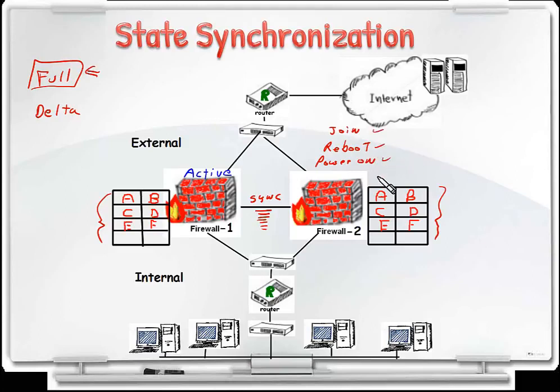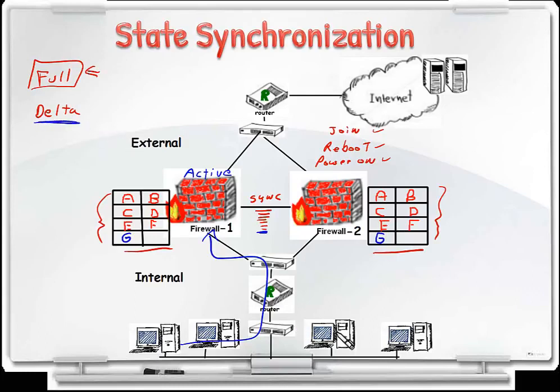Now let's assume we have all of our connections synced amongst the cluster members, and now a new connection comes in. Let's say this client opens a new connection through the active firewall. The active firewall processes that connection and updates it in its connection table. So that connection needs to be synced. Do we need to sync the whole connection table? No, we don't. We only need to sync that individual connection. This is what we call the delta sync. The delta sync is individual connections being synced.